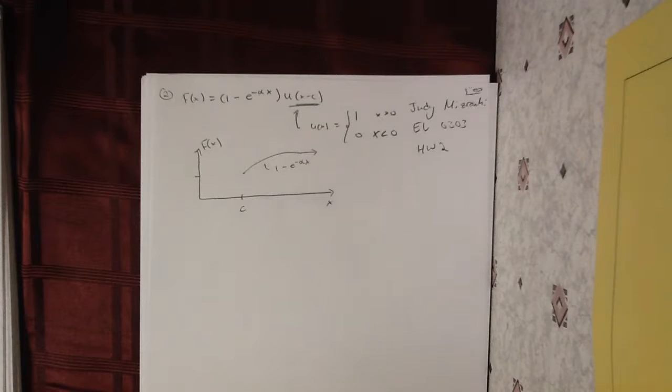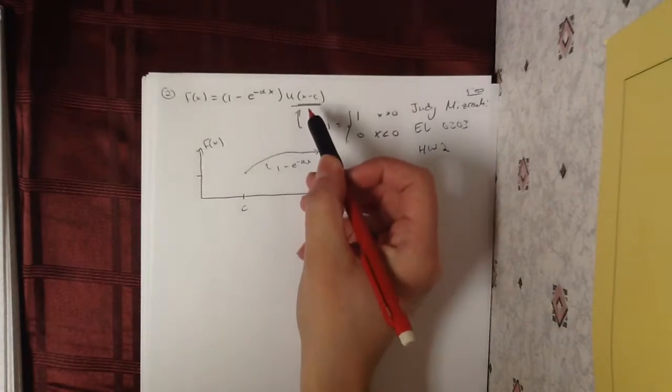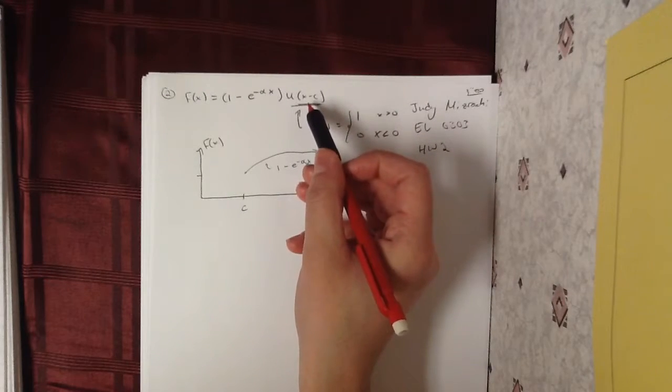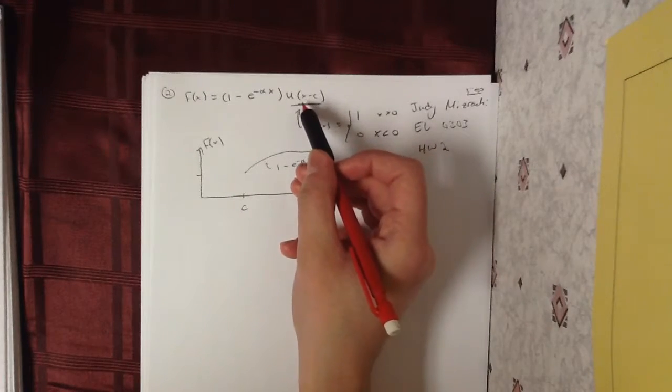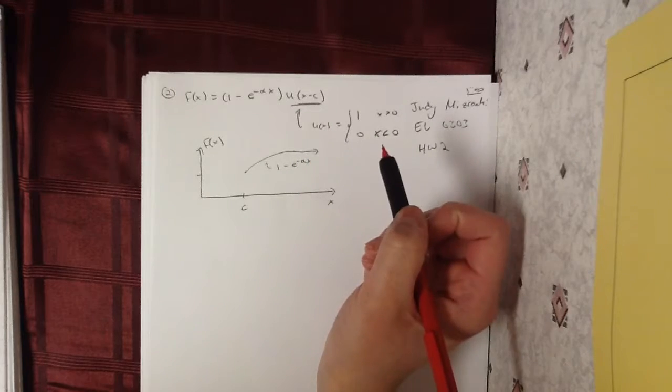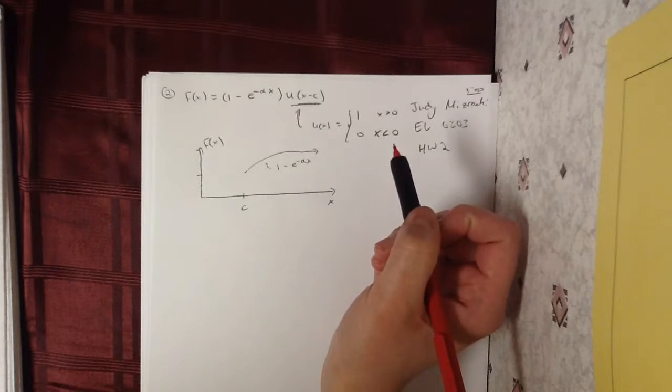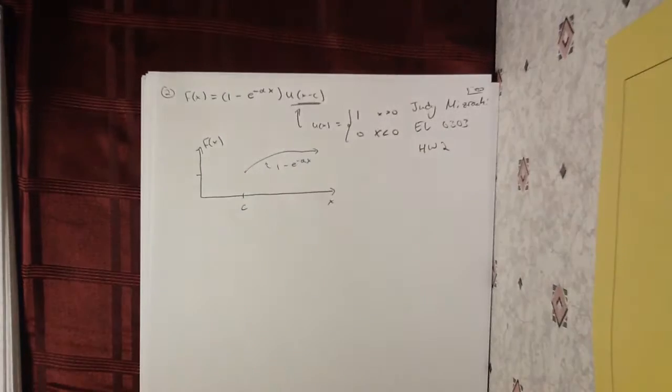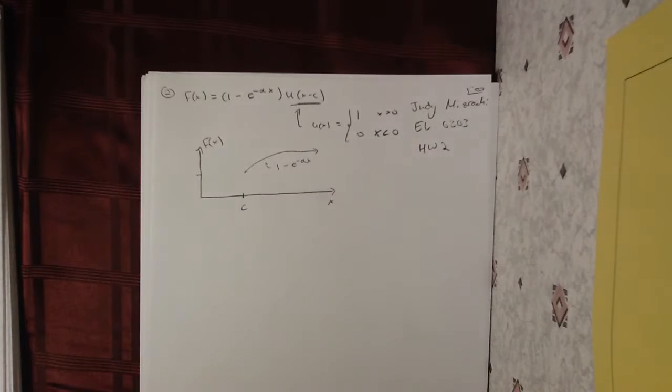Now, is f of x a valid probability distribution function? The answer is yes. It's kind of obvious that it is. The simple answer is that it satisfies all the properties of being a valid probability distribution function.